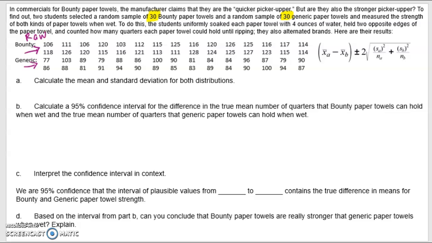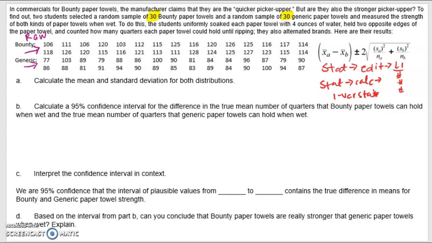The first step that you have to do is calculate the mean and the standard deviation for both distributions. Depending on whatever calculator you have, you're going to go to Stat, Edit. Edit is going to bring you to L1, and then you're going to put your numbers into L1. This is going to be for Bounty, and you're going to have to repeat it again for generic. And then you're going to go to Stat, Calculate, over to 1-Var Stats, and that's going to give you all of the statistics that you need for this two means confidence interval.